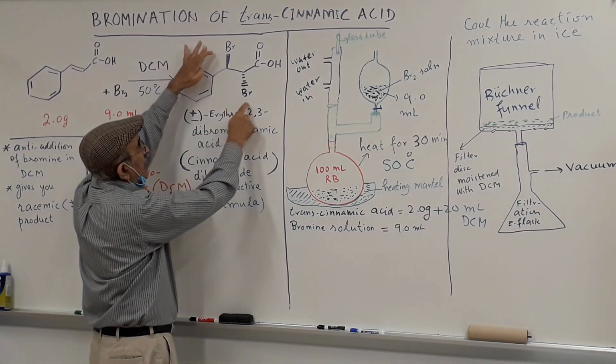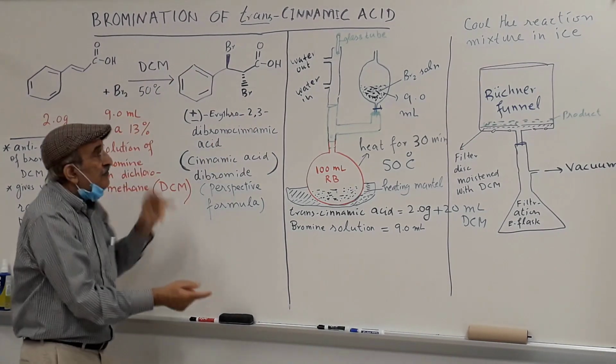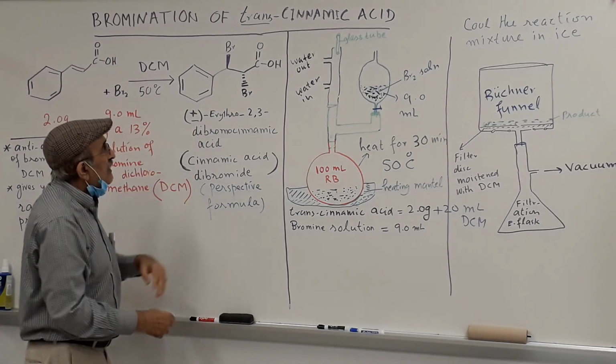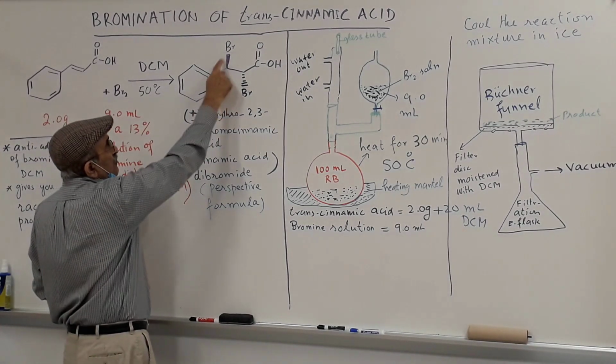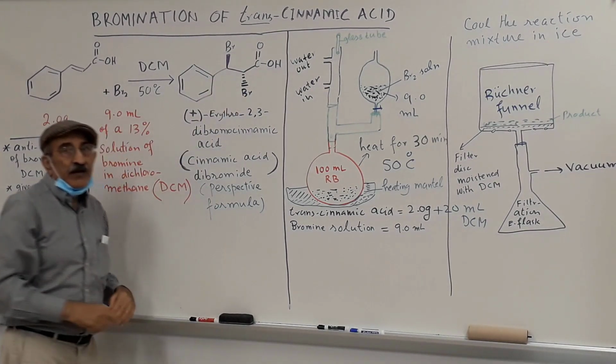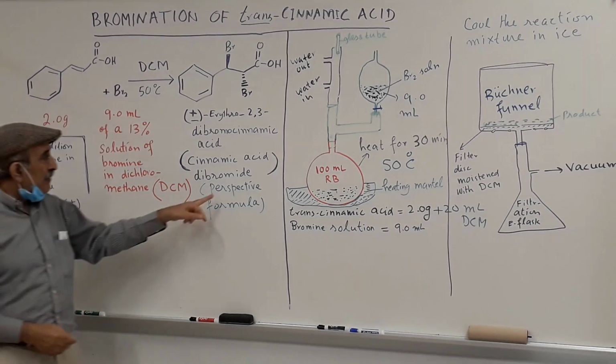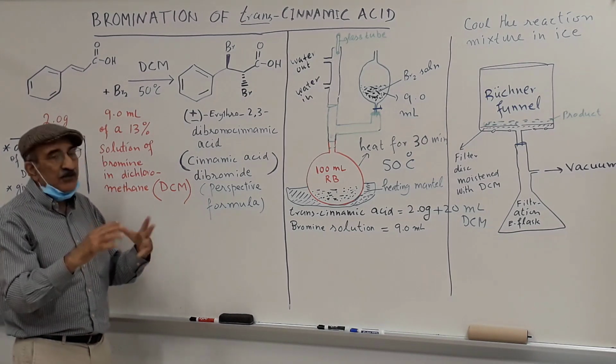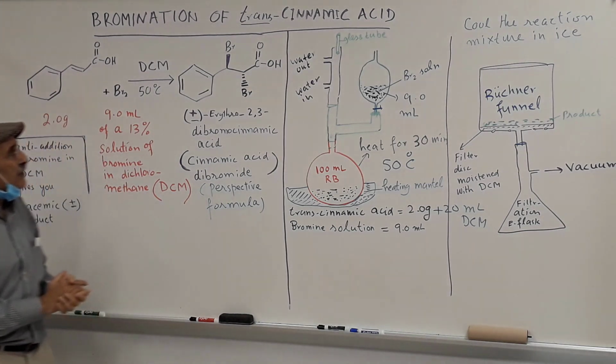Erythro configuration is defined as the similar groups being on the opposite sides. For example, bromine here, that bromine there. This is up, that's down. This kind of formula where you have wedge bonds and hash bonds is called a perspective formula. So perspective formula is the best formula because it's just a picture of the molecule.